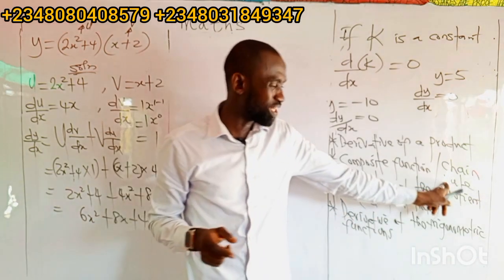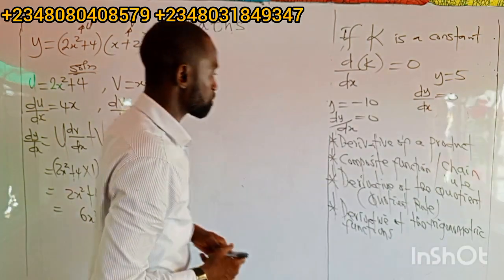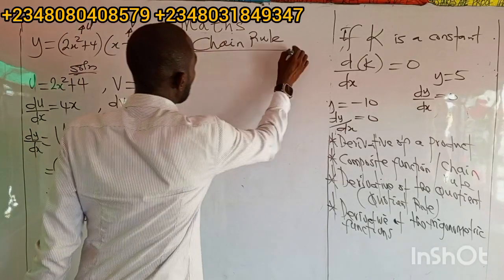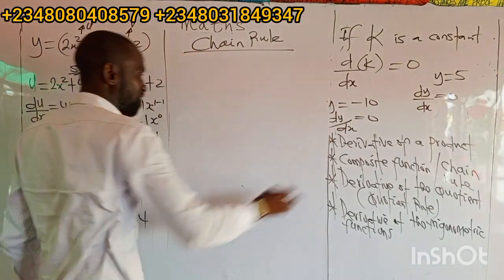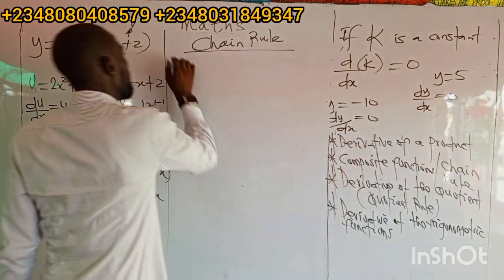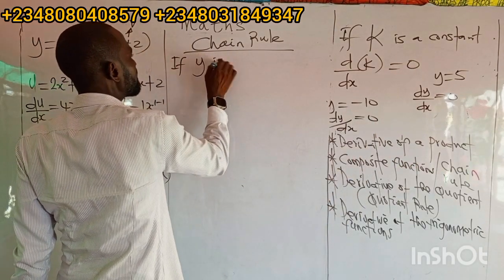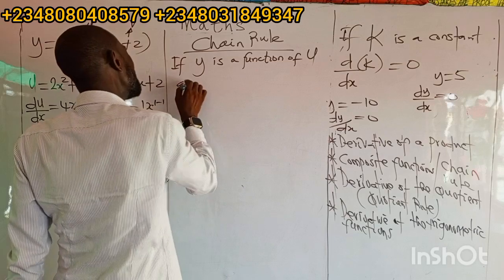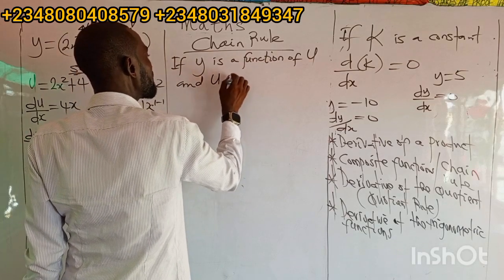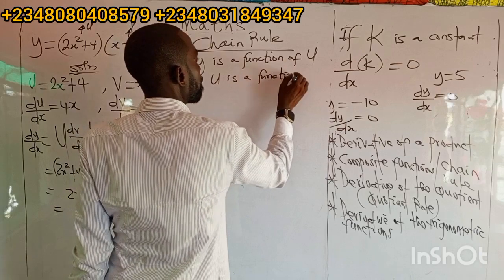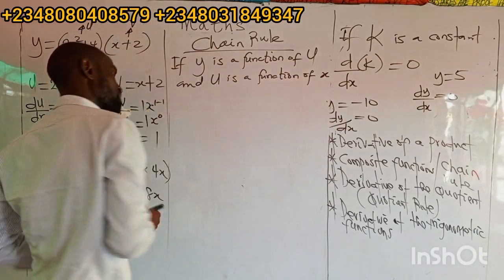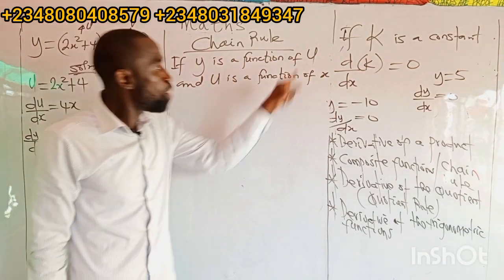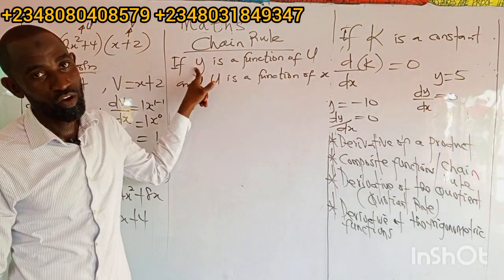Okay, what is the rule? Another name is chain rule of differentiation. So the rule says, because we have composite functions, if y is a function of u and u is a function of x, it means you depend on your mommy for food, and your mommy depends on your dad for food. We're having two functions here.